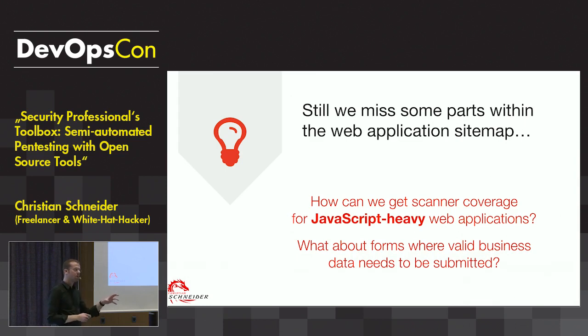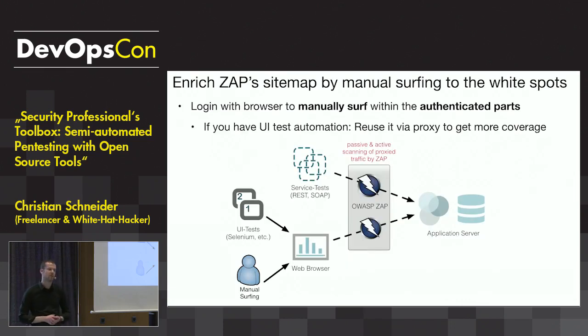So these are the two main reasons why we have white spots in your sitemap that are simply not seen by the spidering. And this is where the semi-automated approach, where you as a human driving a browser or test automation driving a browser, might kick in.